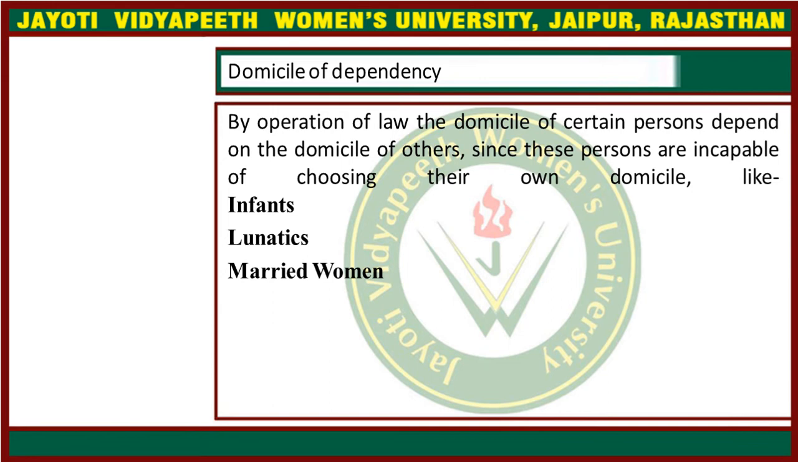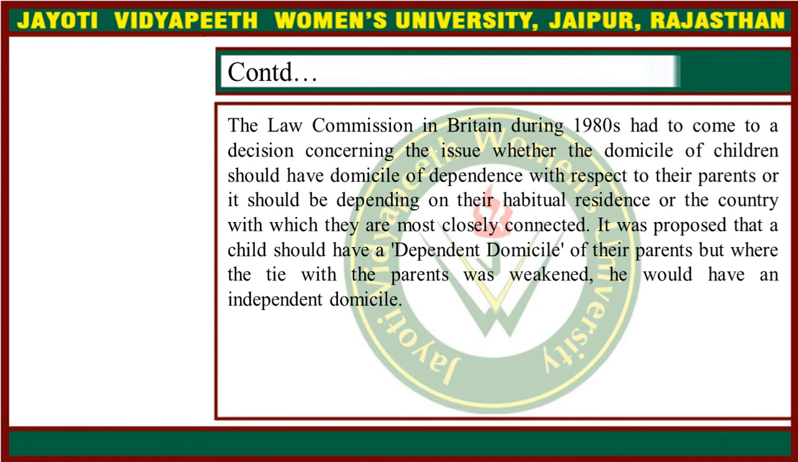The third kind is domicile of dependency. By operation of law, the domicile of certain persons depends on the domicile of others, since these persons are incapable of choosing their own domicile, like infants, lunatics, and married women. The Law Commission in Britain during the 1980s had to come to a decision concerning whether the domicile of children should be a domicile of dependence with respect to their parents, or depend on their habitual residence or the country with which they are most closely connected.